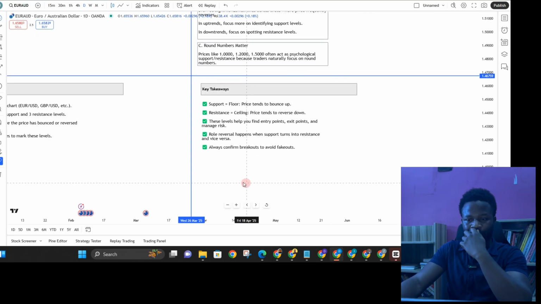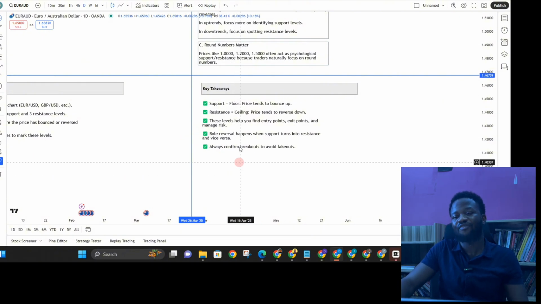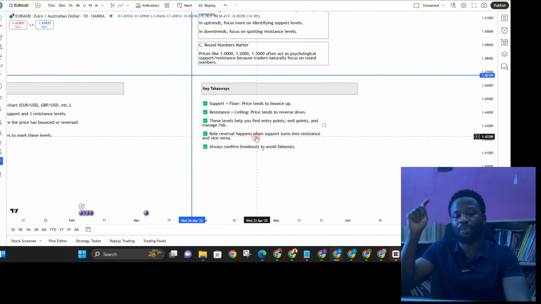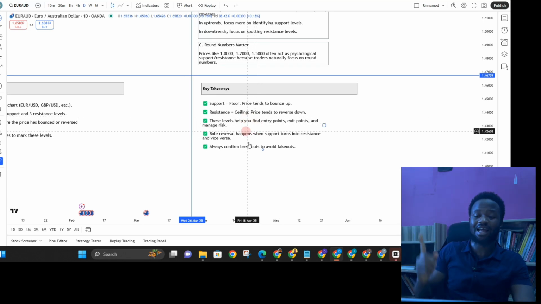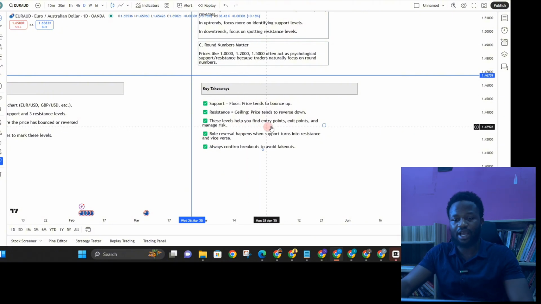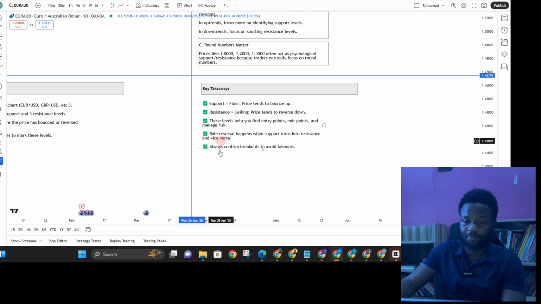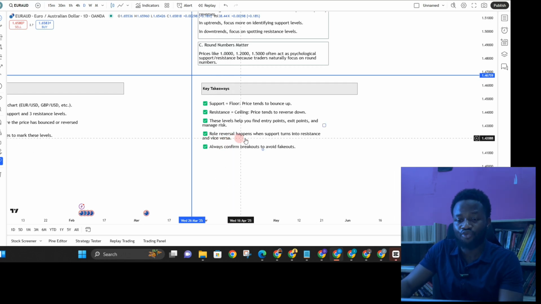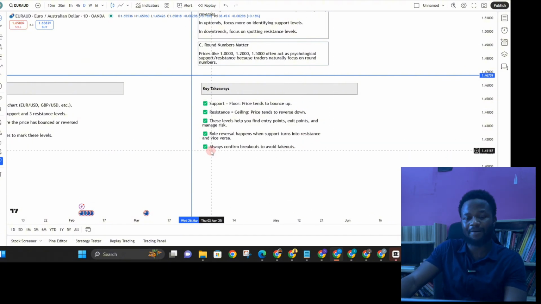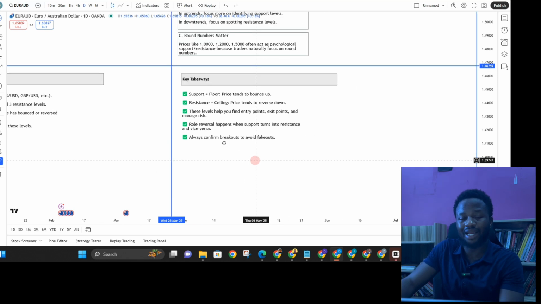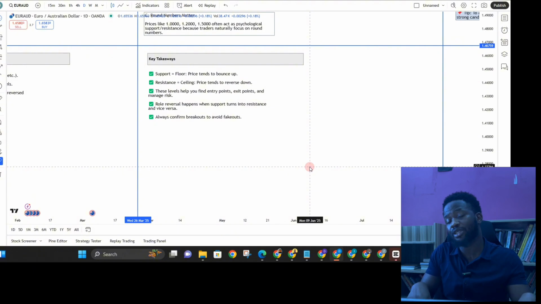All right. So our takeaway is: support is a floor. Price tends to bounce up at a support. Resistance is a ceiling. Price tends to reverse down from a resistance. These levels help you find entry points, exit points, and manage risk. And lastly, role reversal happens when support turns into resistance and vice versa. Then always confirm breakouts to avoid fake outs. And with that, we have come to the end of this particular lesson.